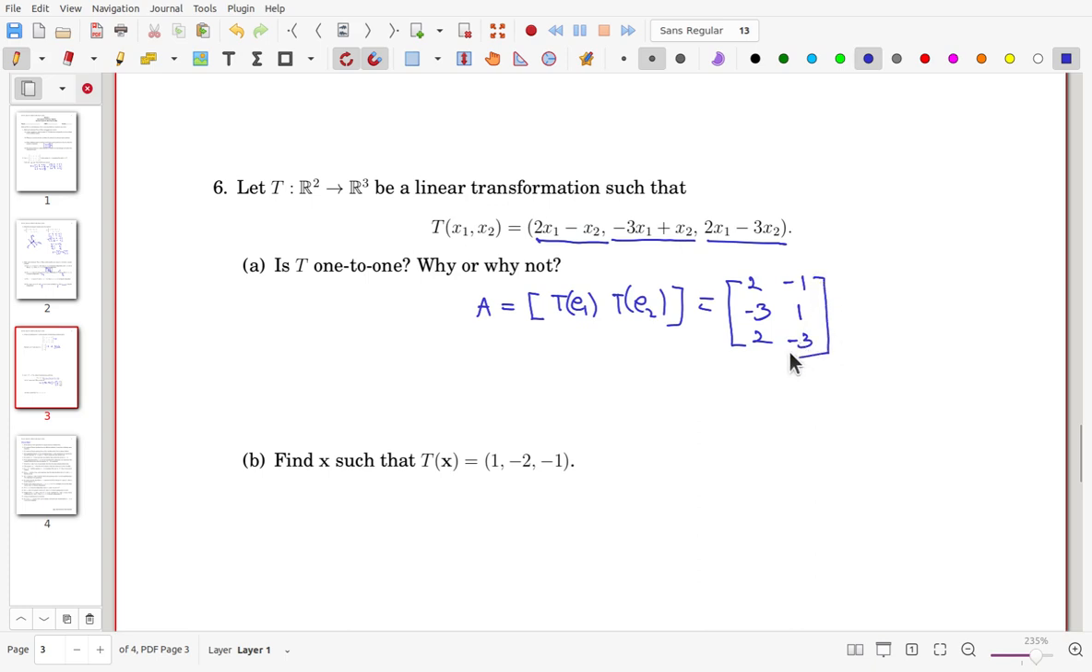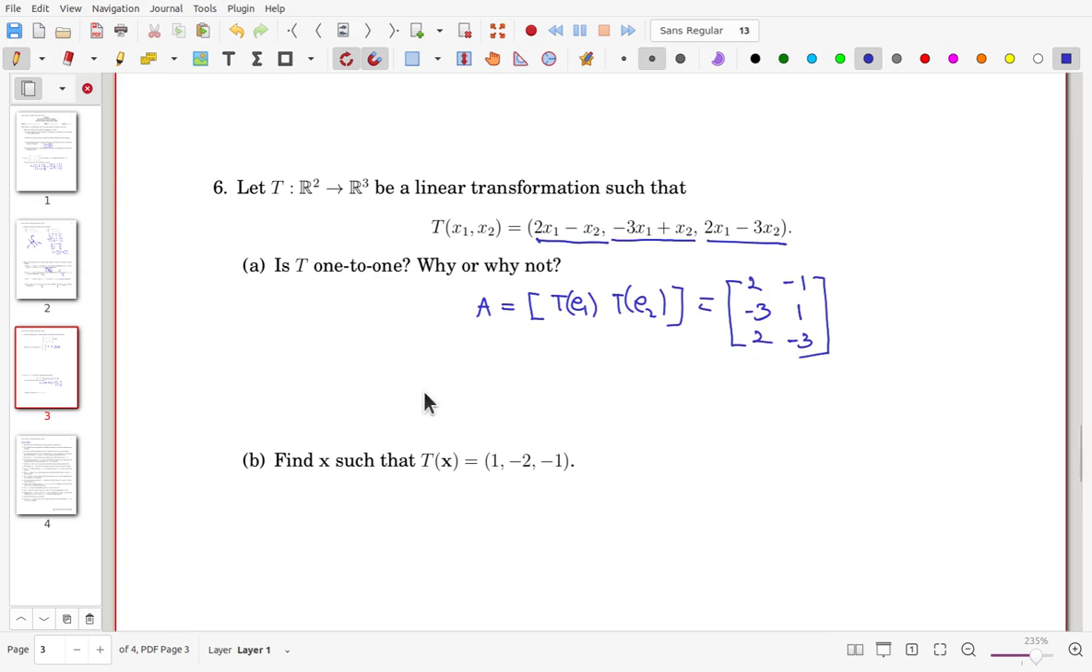Okay. So more simply, you can collect the coefficients from this term, that term, that term, and put over there in the first row, second row, third row: 2, minus 1, minus 3, and 1, 2, and minus 3. That is the standard matrix.